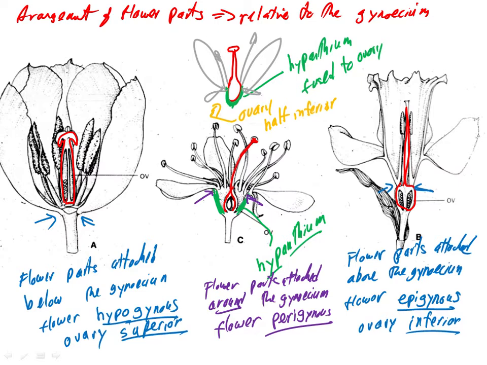This ovary down here is superior. It's completely free of the other flower parts. You see down here, all the flower parts are attached around the ovary in the epigynous case. So in the perigynous case, there's two possibilities. The hypanthium can be free of the ovary, the ovary is superior. The hypanthium can be fused to the ovary to various extents, the ovary is half inferior. If you have this case where the flower parts are, so to speak, fused all the way through the ovary, it's not perigynous, it's now epigynous.